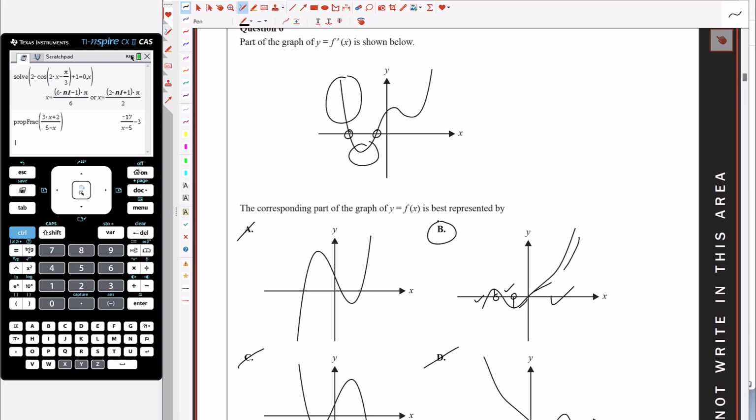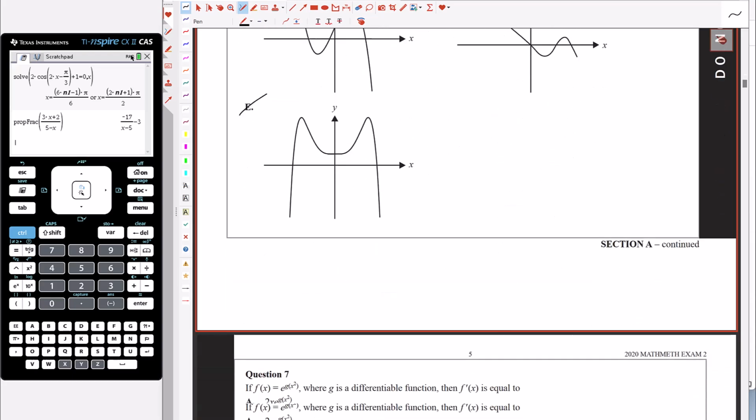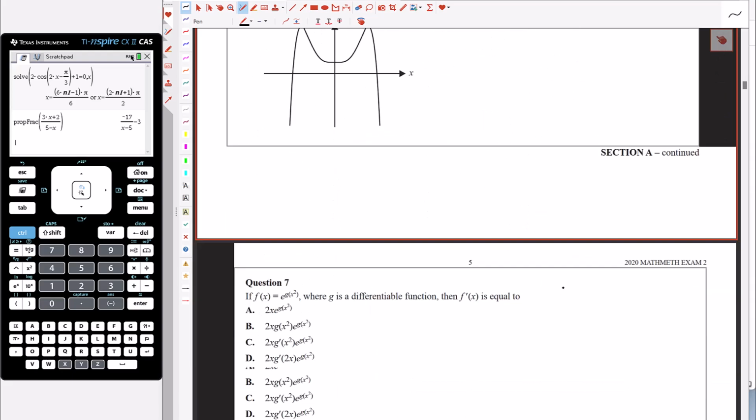So option B. But yeah, pick some key features, start with those. The stationary points are what you're going to want to look for, and then see if you need anything else to differentiate. So B for question 6.